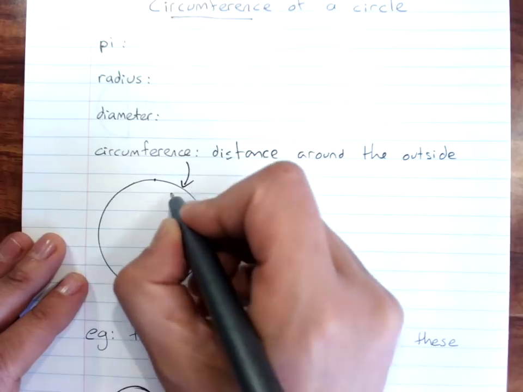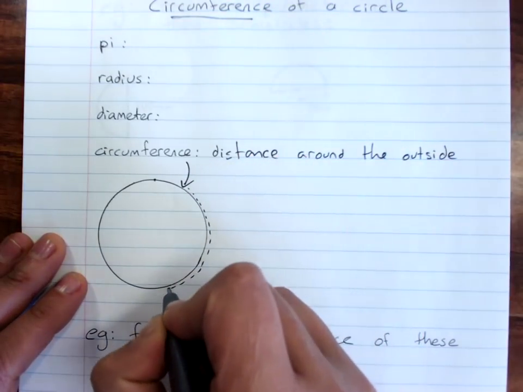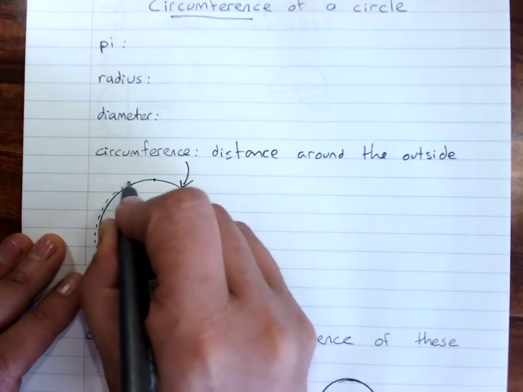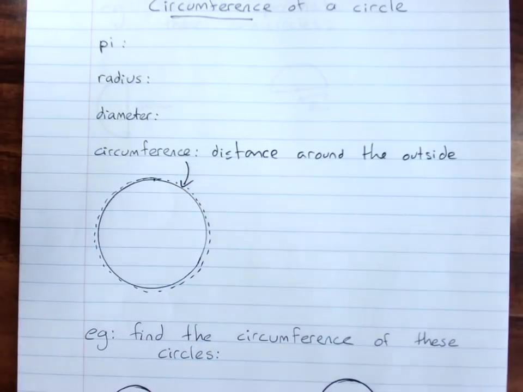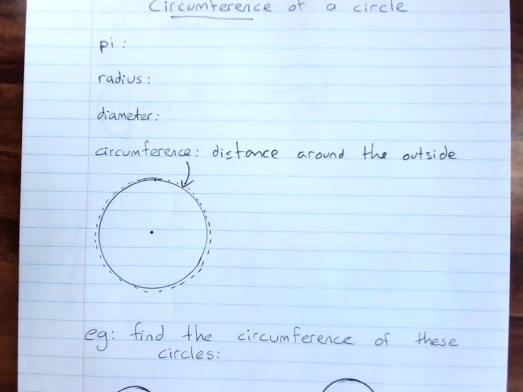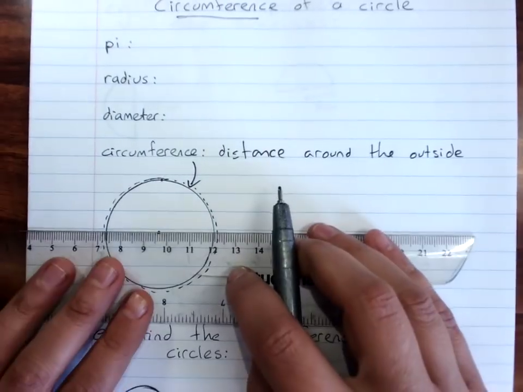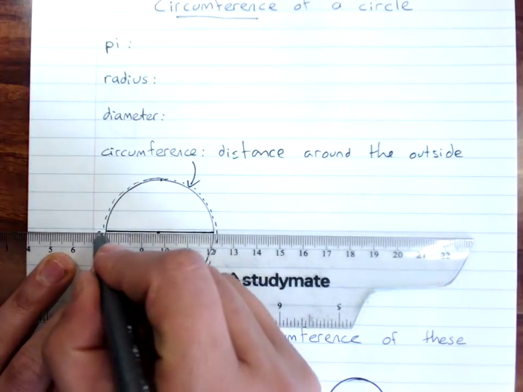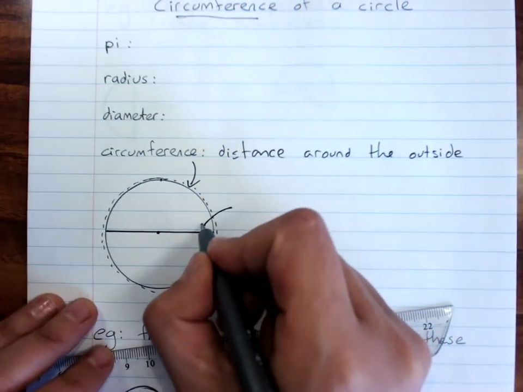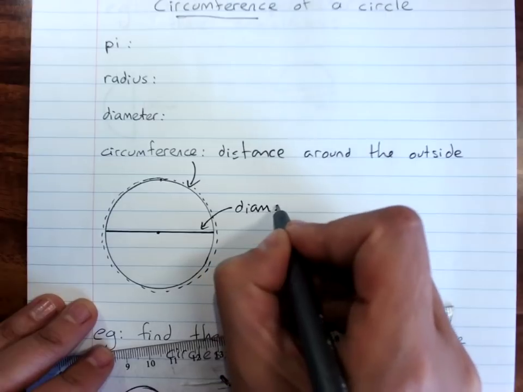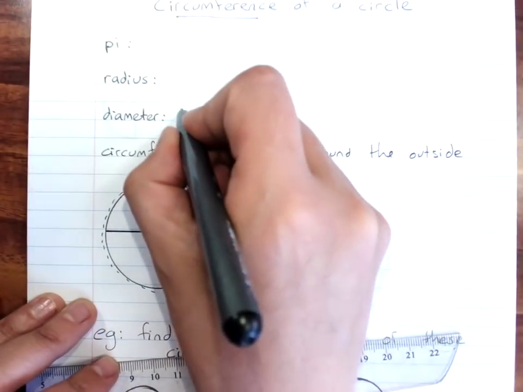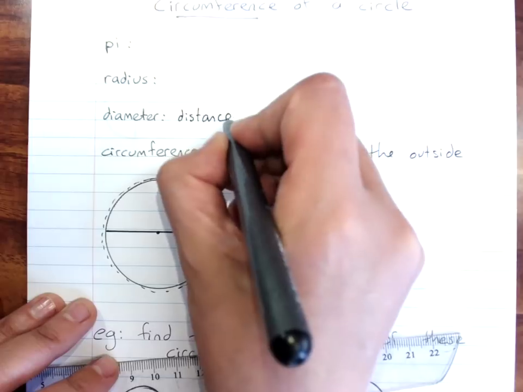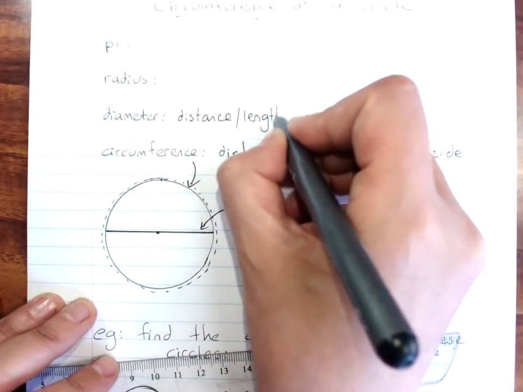So this is the circumference, all the way around the edge of a circle. This is the center of the circle. And if I get a ruler, the diameter is the distance all the way from one edge of the circle to the other through the middle. Or the length, if you prefer to think of it like that.